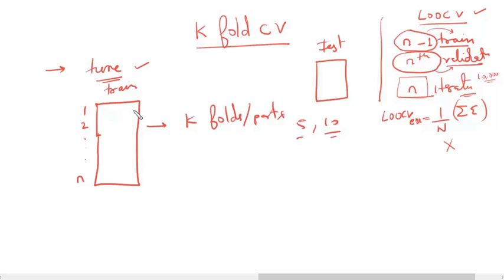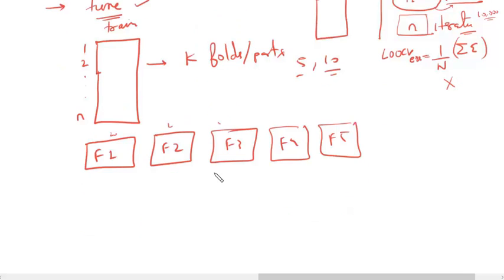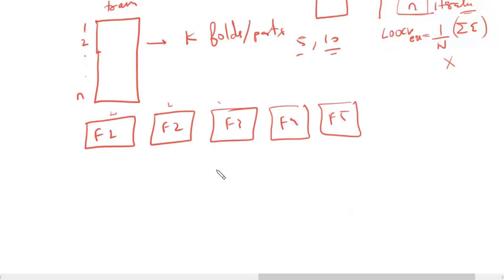So I will divide my n rows into 5 parts. Let me call it fold 1, fold 2, fold 3, fold 4 and fold 5. And almost always these parts are comparable, they are equal. So if you have 100 points, you will have 20 in each of them. So these are the 5 folds that we have now if you have taken k to be 5.